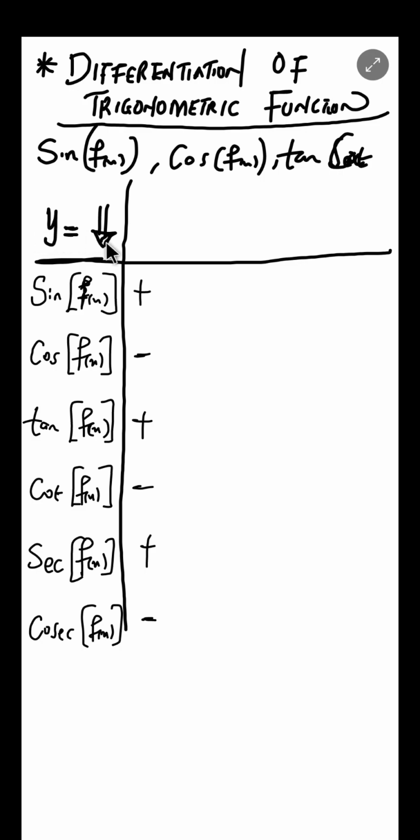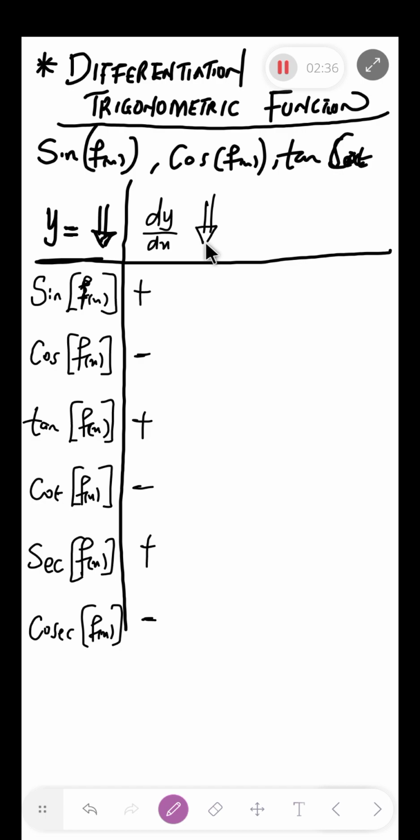Now, if y is equal to any of these functions, then dy over dx is equal to whatever this result might be. So the first thing for us to do is, if you have sine f of x, differentiate the function that you have in that bracket. Differentiate whatever you have here first, times, please take note: if you have sine, the result goes straight to cosine.